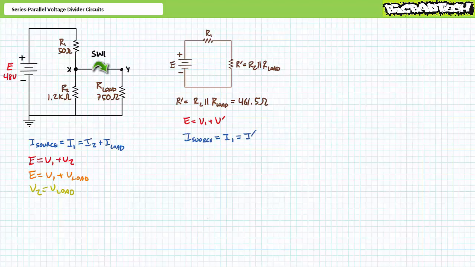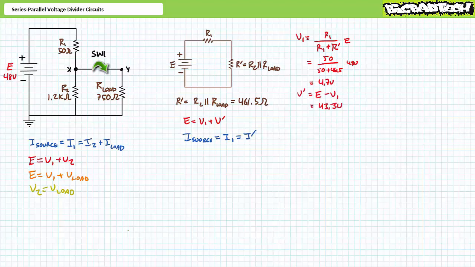A Kirchhoff's current law analysis demonstrates that source current equals I1, which equals I single prime. There's a couple means of solving for our properties of interest. Perhaps the easiest means of doing so is through use of the voltage divider rule. The voltage divider rule demonstrates that V1 is 4.7 volts.